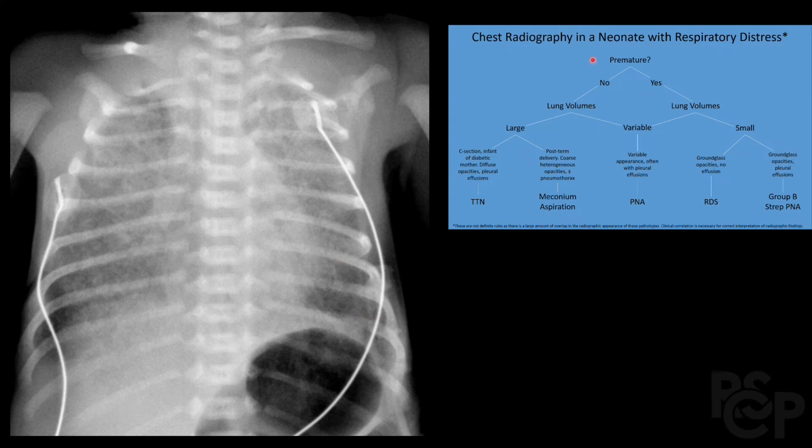And so following this chart, this would likely lead us to a not premature infant with large lung volumes, maybe a pleural effusion and diffuse opacities bilaterally. So this would mean it's a transient tachypnea of newborn. And again, these are just very general outline. These are not definitive rules. It's just kind of to help us get started.